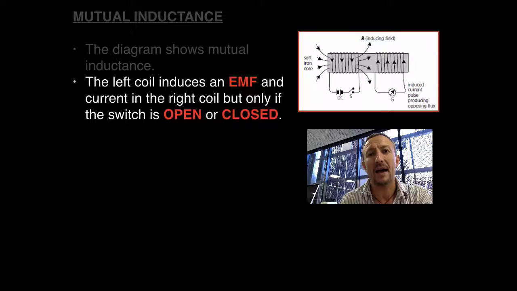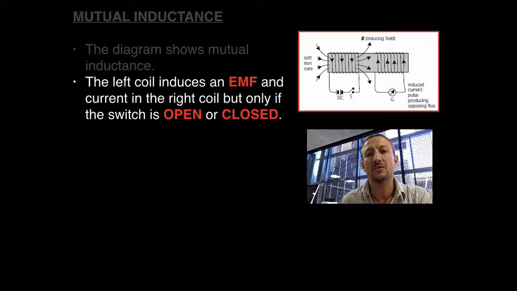In order to get a further current generated in the secondary coil, I'm going to have to switch off the first coil, or the circuit of the first coil. This will mean that I go from maximum magnetic field production to zero. So again, another change in flux.